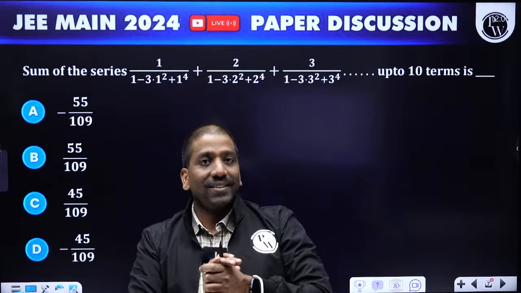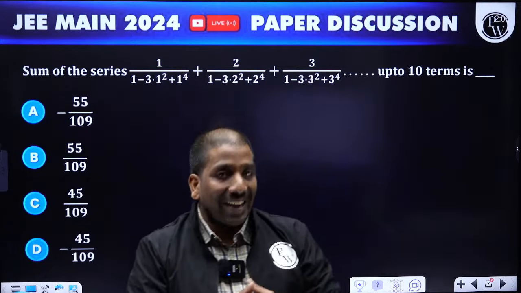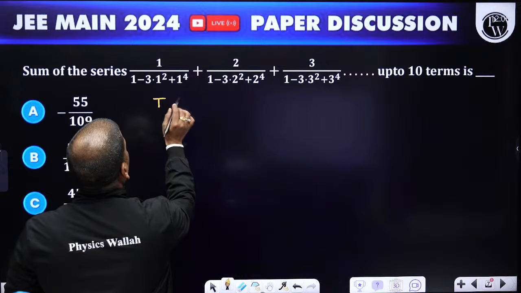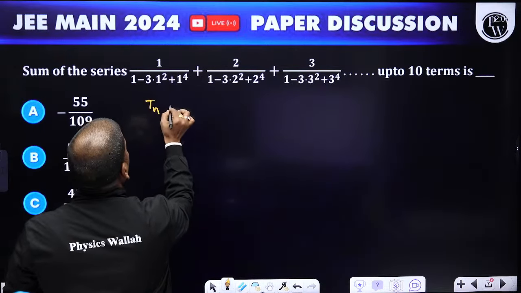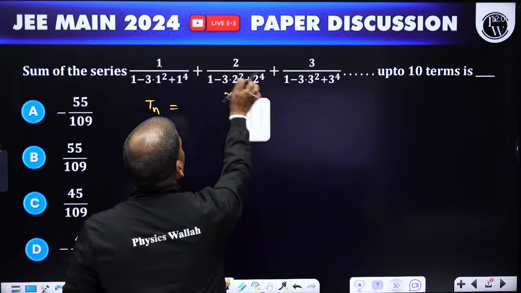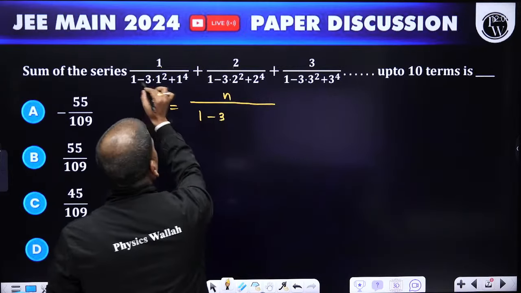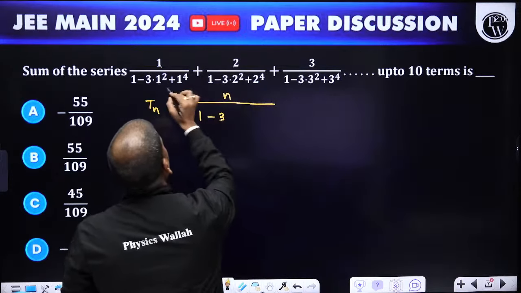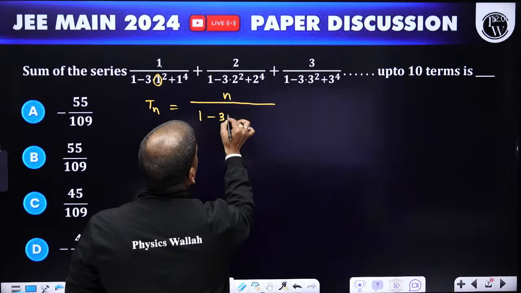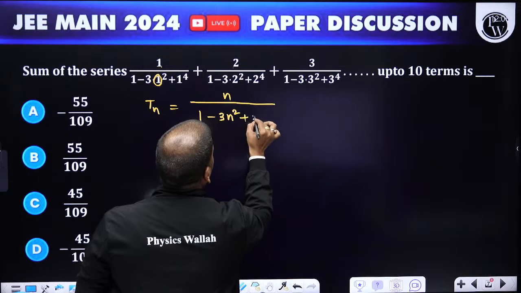This is a telescopic series, or difference method, so immediately we need to respond in that way. When we observe the nth term, Tn, the numerators are 1, 2, 3 and so on, so the nth term will contain n over 1 minus 3, because 1 is common and 3 is also common. The first term contains 1 squared, the second 2 squared, the third 3 squared, so the nth term has n squared plus 1. Then 1 power 4, 2 power 4, 3 power 4, so n power 4.